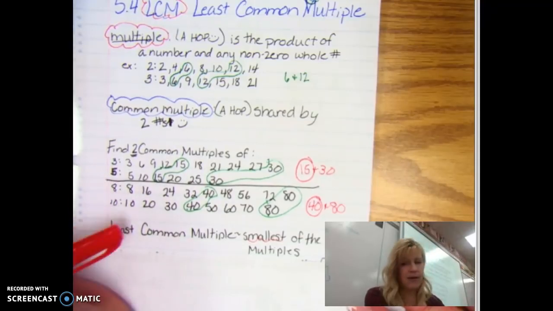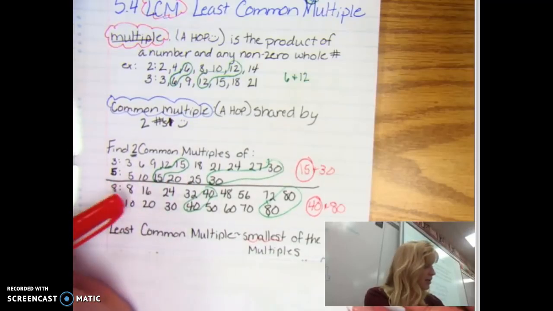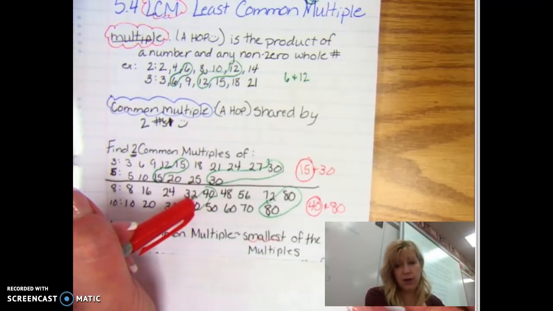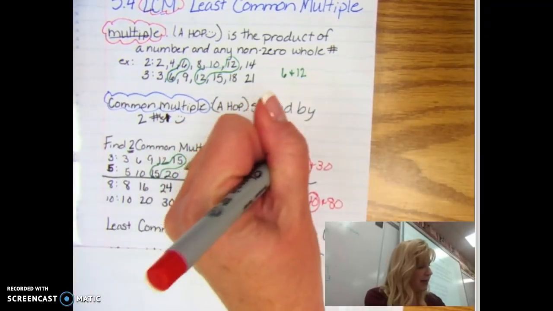Same thing here. These 8 and 10, if those frogs can only jump on multiples of their numbers, they're going to jump on the lily pad 40 first. So that is the LCM. I'm going to label that.